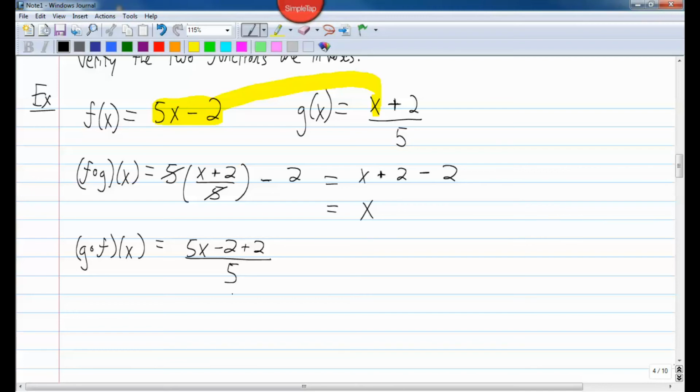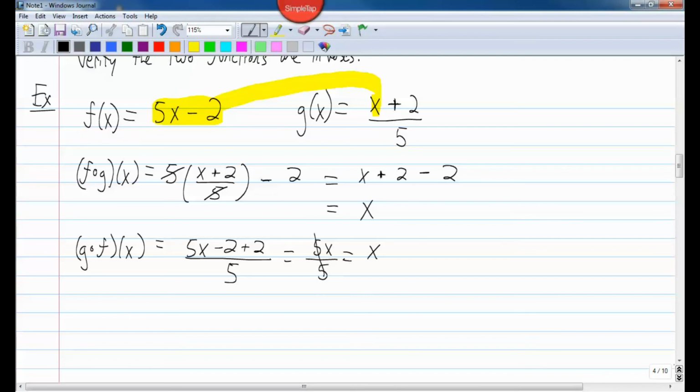Now I can simplify the numerator just a little bit. Right, I have minus 2 plus 2. So what happens there? Those cancel out, right? In my numerator I'm left with 5x. So it's 5x over 5. So now the 5's cancel out and just leave me with x. So f of g of x was equal to x, and g of f of x was equal to x.